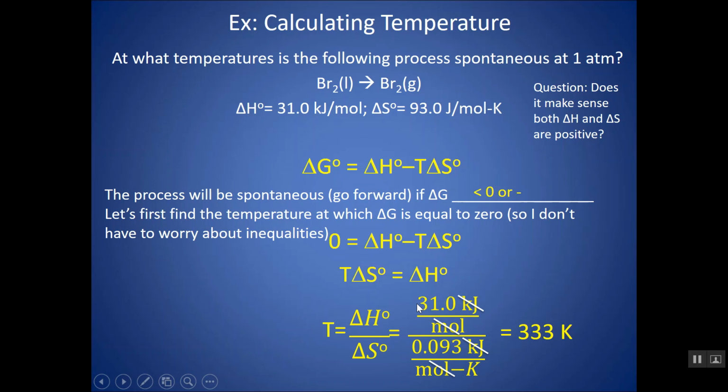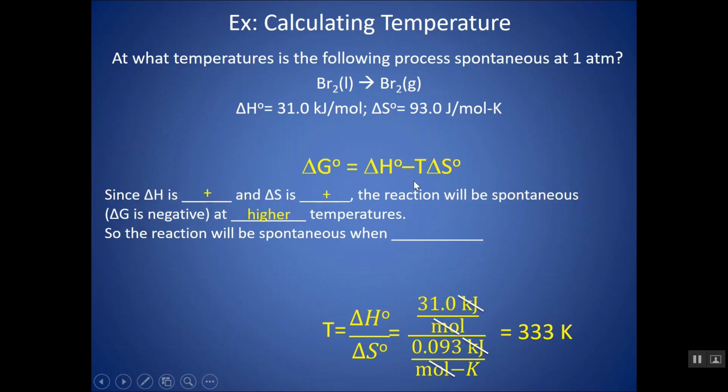So how do I know what temperature will be spontaneous? Well, since these are both positive, we said they'd be spontaneous at higher temperatures. So basically, you want a temperature that is higher than this value. So the reaction will be spontaneous when T is greater than 333 Kelvin. Notice I didn't put greater than or equal to, because if it's equal to this, it would be at equilibrium. We want it to be spontaneous going forward, not going both forward and reverse. So we want it greater than 333. And you have this on the next slide.